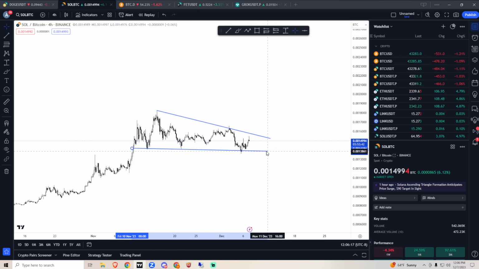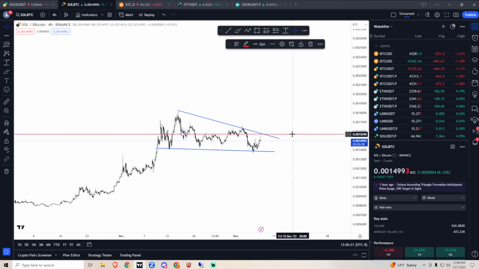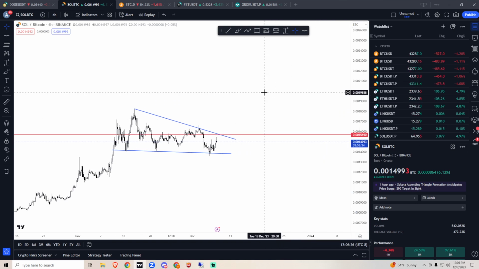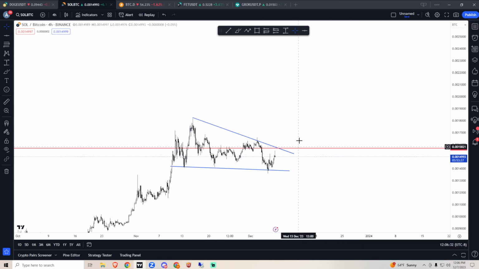Okay, this looks like it wants to run. And if we do break out of this resistance here, SOL is going to fly. I still think SOL will go to $72. I'm not taking profit of my position until we get there. If we go lower, I simply add. I don't give a crap. But I do think that this will go higher.